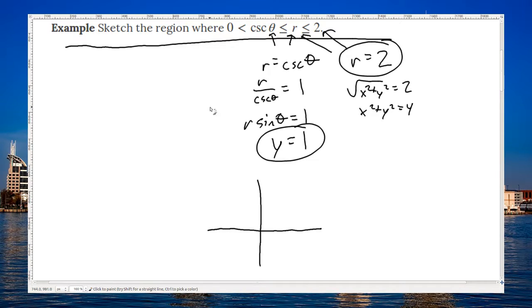So I'll do those in two different colors here. In blue, I'll do the line, the horizontal line y is equal to 1. And in red, I'll do the circle of radius 2. Either way, these are the same thing, right? Circle of radius 2, it's centered at the origin. So I start at the origin and I go out 2 in every direction.